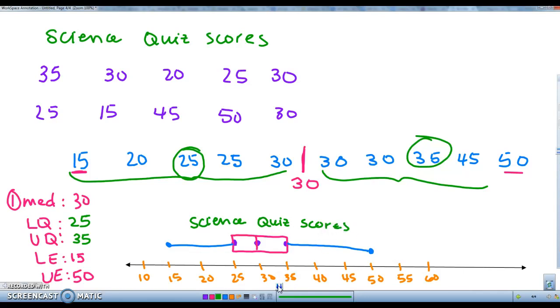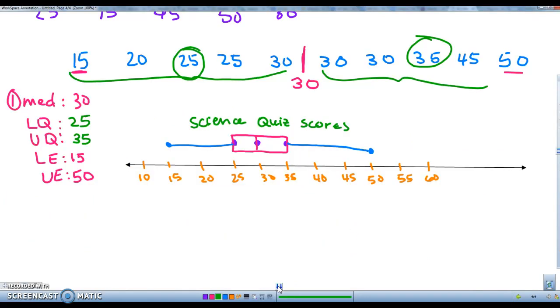So the last thing we want to touch on, and we're going to use our science quiz score data, is you guys know how to solve for the range. The range is your greatest number minus your lowest number. In this case, we can use upper extreme minus lower extreme. So our upper extreme was 50, our lower extreme was 15, and that gives us a range of 35.